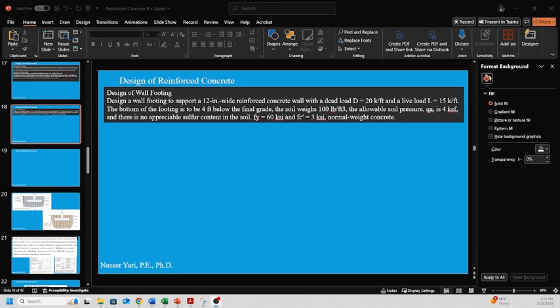In this lecture we're going to design a wall footing. The problem is on the board right there. It says design a wall footing to support a 12-inch wide reinforced concrete wall, and the dead load is 20 kips, live load is 15. The bottom of the footing is to be 4 feet below the final grade. The soil unit weight is 100 pounds per cubic foot. The allowable soil pressure, qa, is about 4,000 psf, and there's no appreciable sulfate content in the soil. Steel is 60,000 psi and the concrete is 3,000 psi.